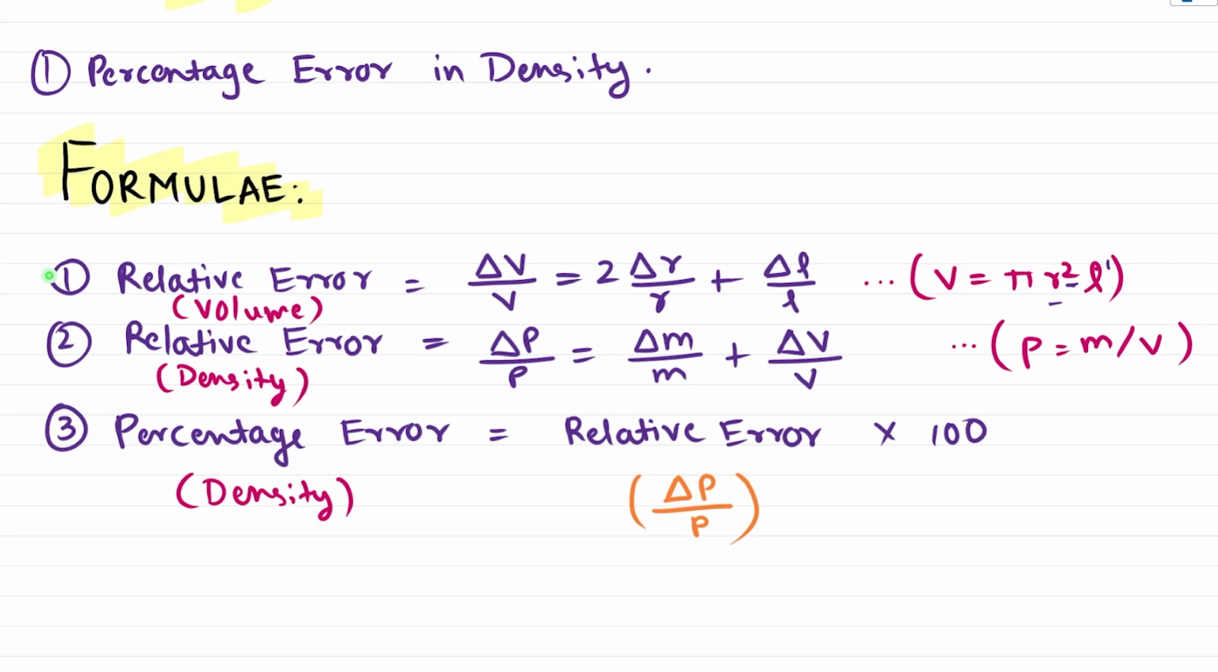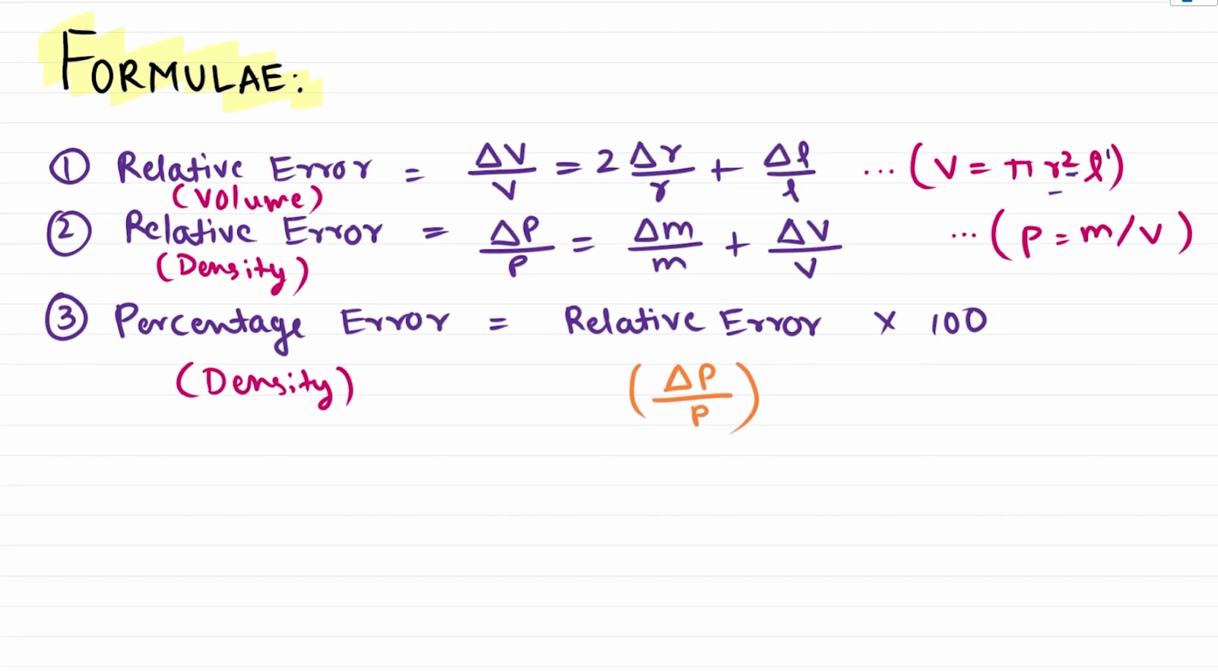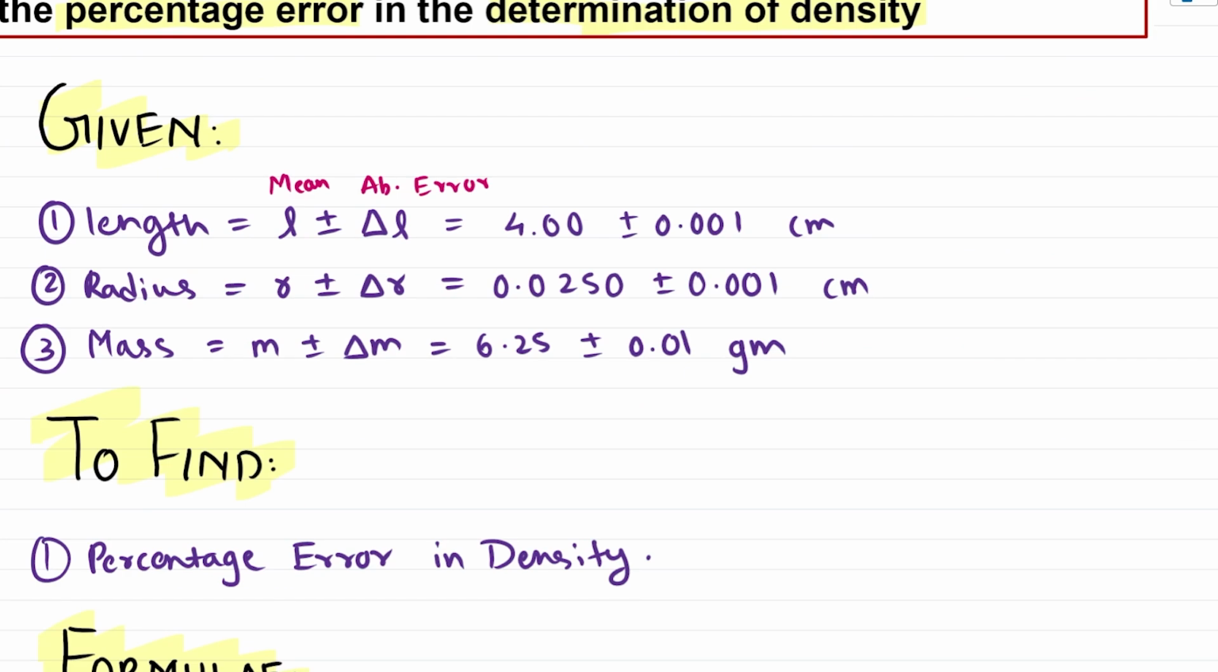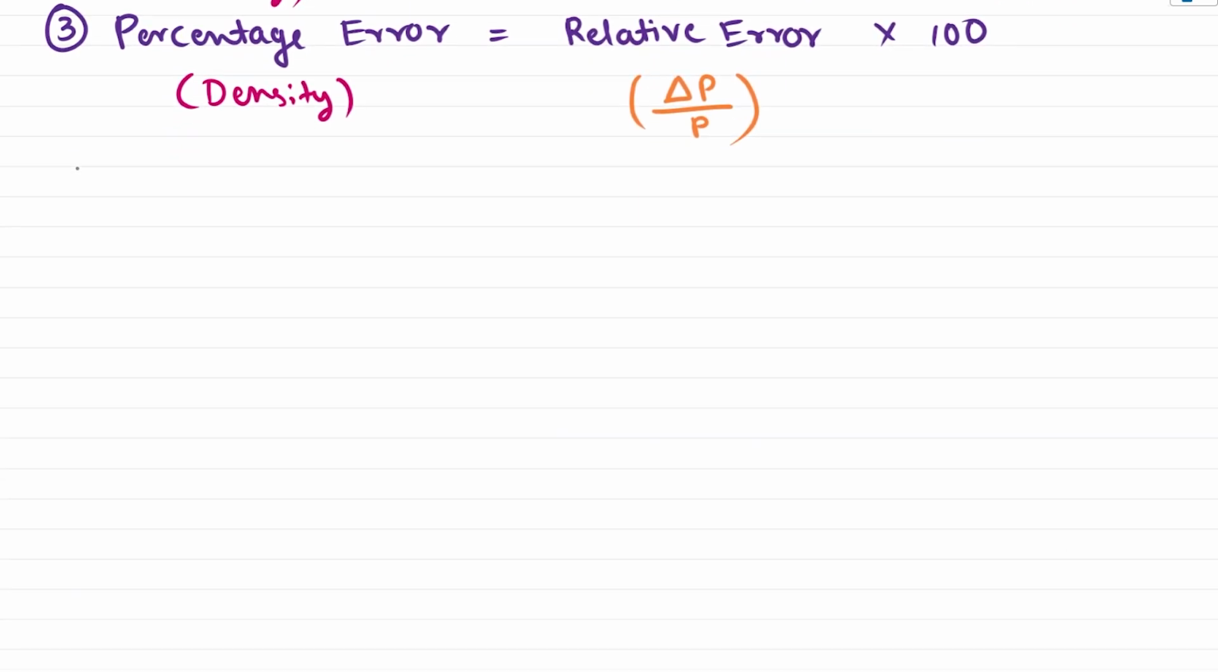So our first job is to calculate the relative error in volume using the formula delta V upon V is equal to 2 times delta r upon r plus delta l upon l. Then calculate the relative error in density using the given formula, and finally calculate the percentage error using the relative error in density. So now that we have understood all the formulas that we are going to use, let us try to solve this numerical in our solution section.